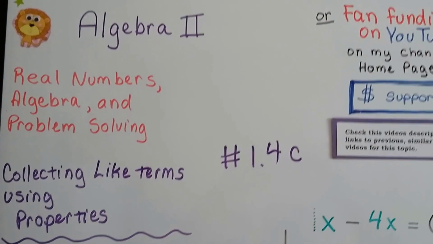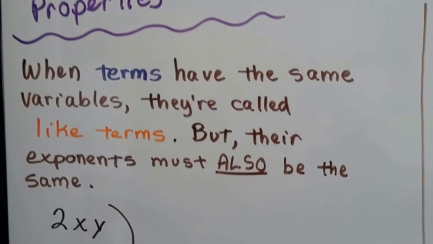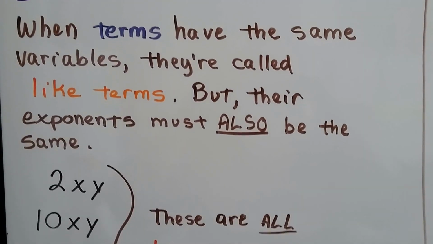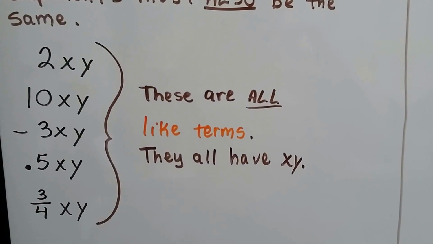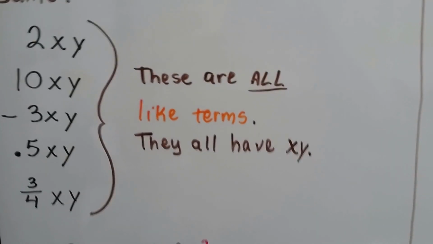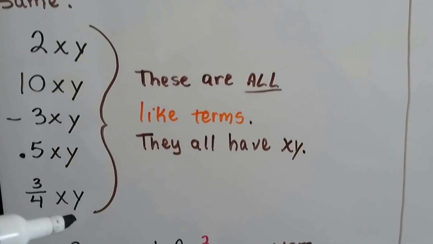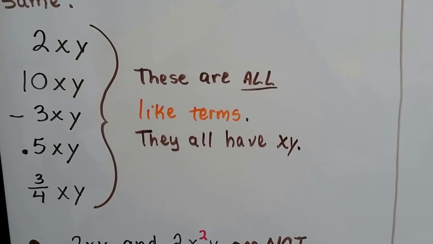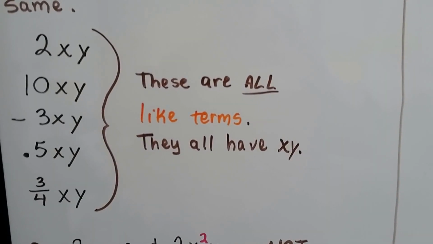Algebra 2, 1.4c, collecting like terms using properties. When terms have the same variables, they're called like terms, but their exponents must also be the same. So all of these are like terms. They all have an xy. Doesn't matter if they're a fraction, a decimal, a negative, or a positive. Because they have xy, they're all like terms, and they can be combined together.